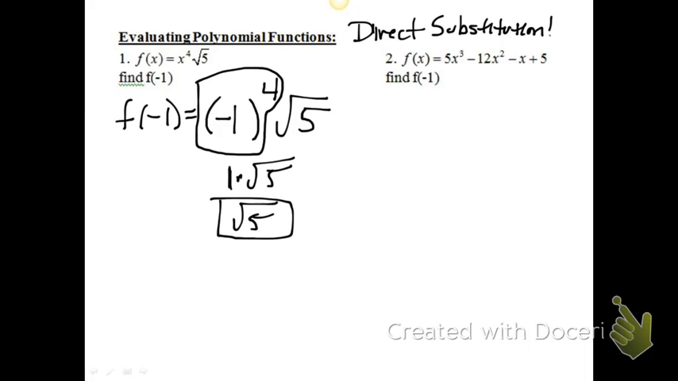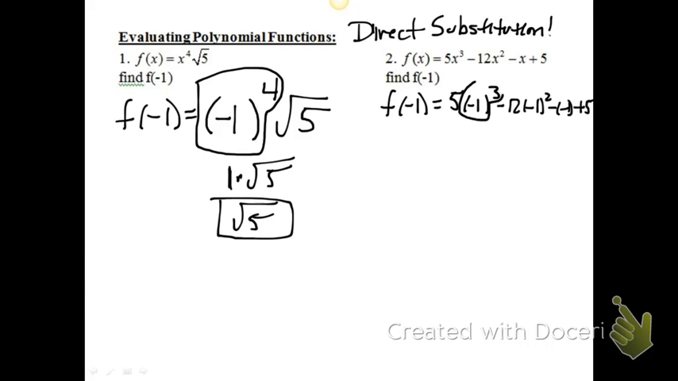Let's look at example 2. I have f of x equals 5x cubed minus 12x squared minus x plus 5. If I'm finding f of negative 1, I'm going to rewrite everything with parentheses instead of variables. So it would be minus 12 parentheses squared minus parentheses plus 5. Then I'm going to drop in a negative 1, negative 1, negative 1, so I can try not to make any mistakes with the negatives here.